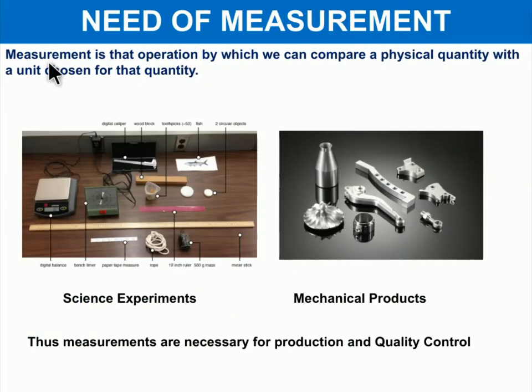Need of measurement. Measurement is that operation by which we can compare a physical quantity with a unit chosen for that quantity. In science, during experiments, we have to take readings. Thus, all these experiments require some measurements to be made. During the production of mechanical products, we have to measure the parts so as to find whether the part is made as per specifications. Thus, measurements are necessary for production and quality control.